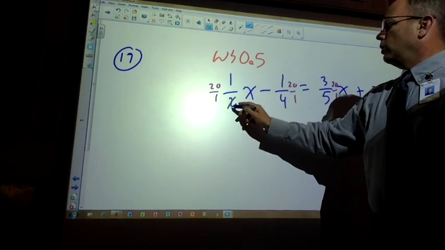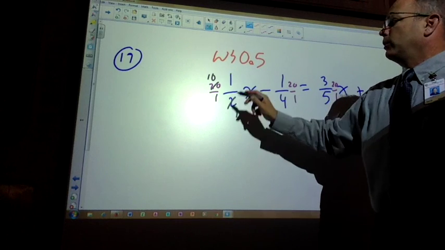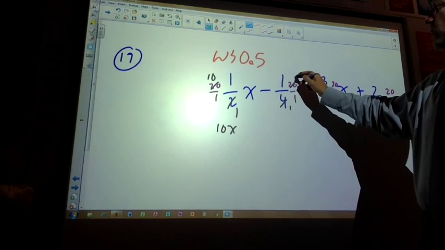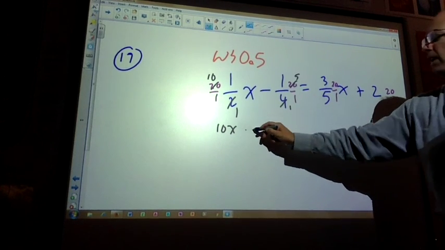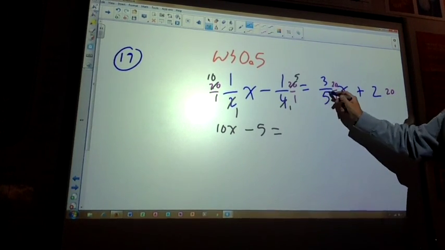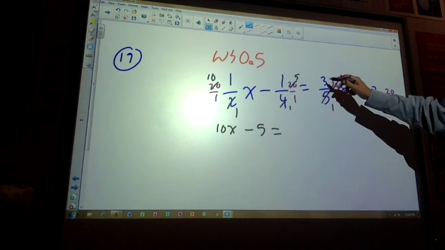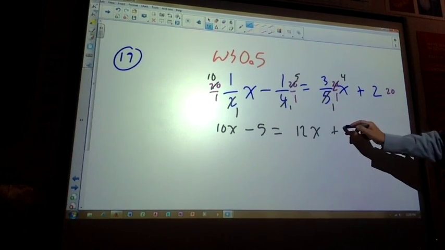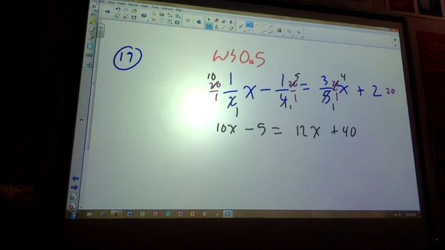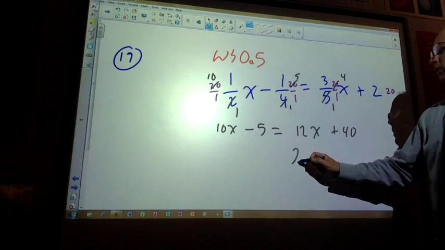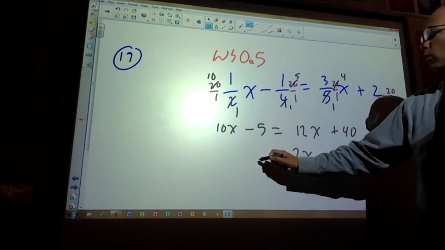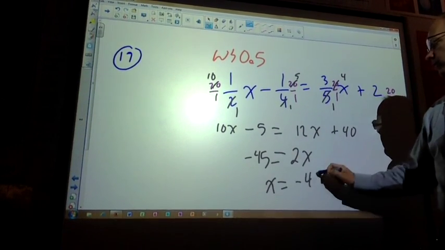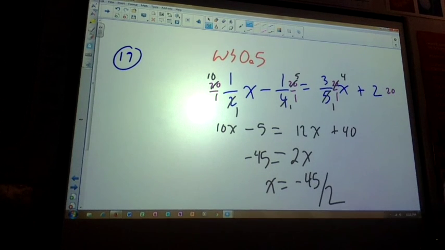So from there, 2 goes into 20 10 times. 10 times 1, I get 10x. And then 4 goes into 20 5 times. Negative 1 times 5 is negative 5. Equals 5 goes into 20 4 times. 3 times 4 is 12x, and then plus 40. And then from there you could probably solve it: subtract the 10x, subtract the 40, divide by 2, and you can leave it as a mixed or improper fraction.